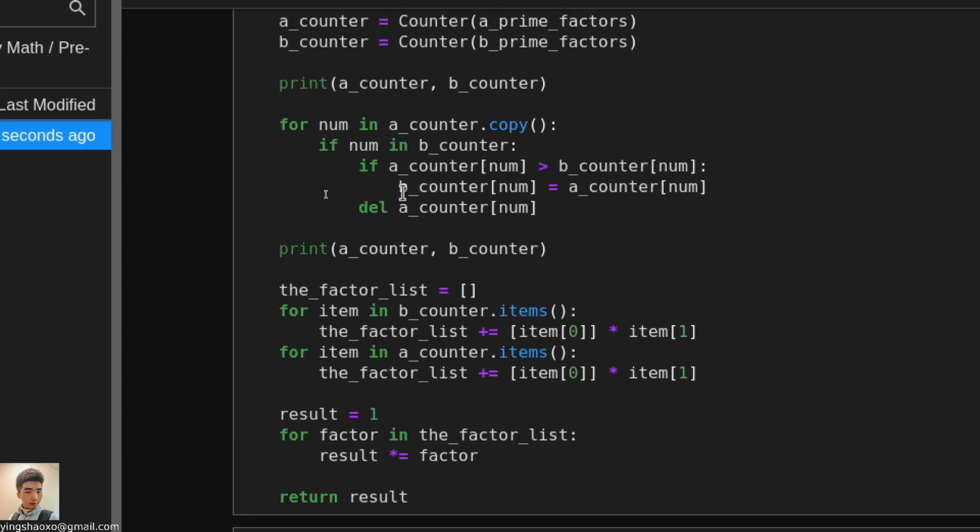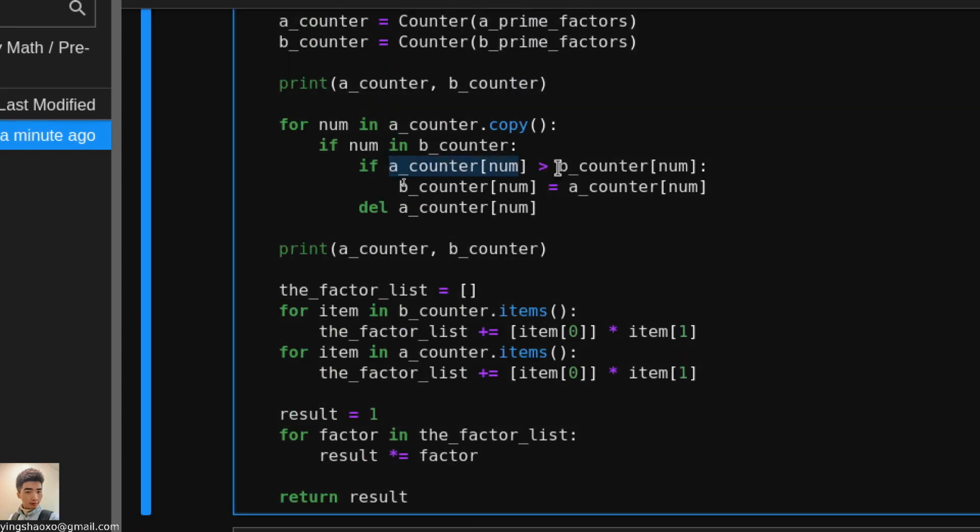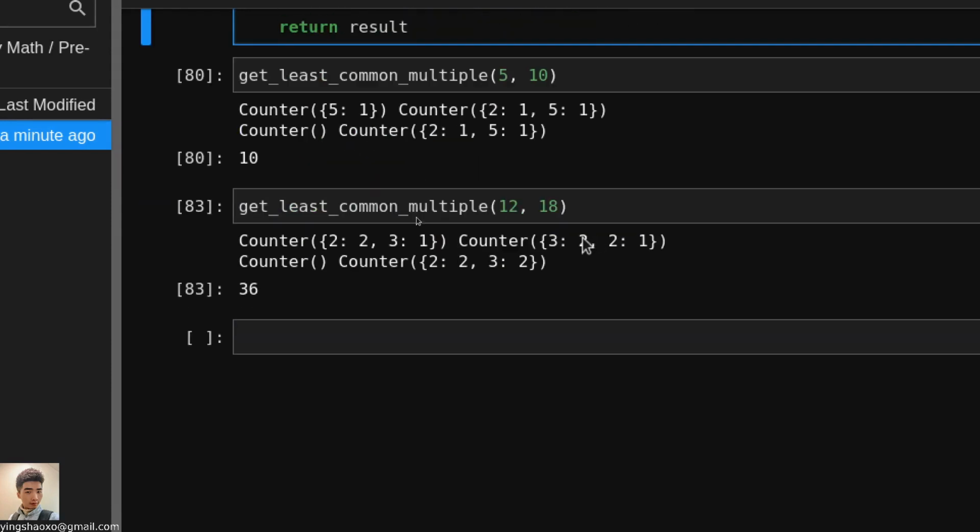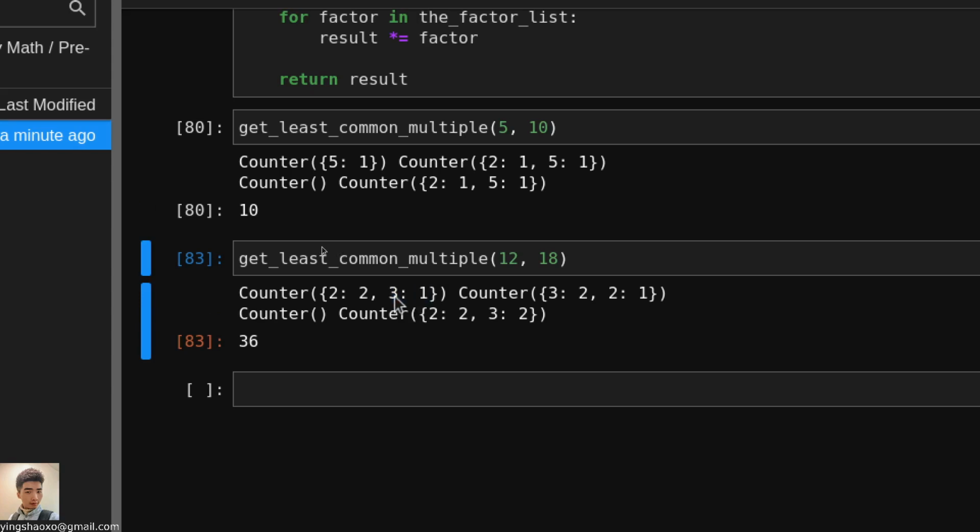So in this case, the counter A number is greater than the counter B number, so we replace the counter B number with the counter A number. So in this case, the counter B's 2 becomes 2. And for this one, the 3 is less than the counter B's number 2, so we'll just delete this one. In the end, the counter A becomes nothing. Then the counter B becomes something like this.